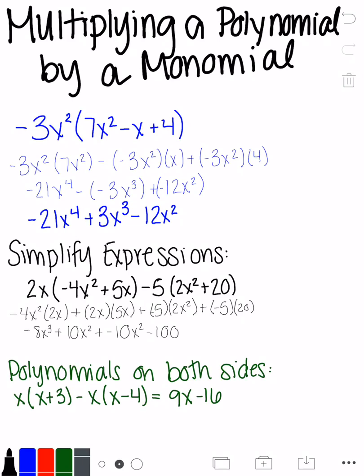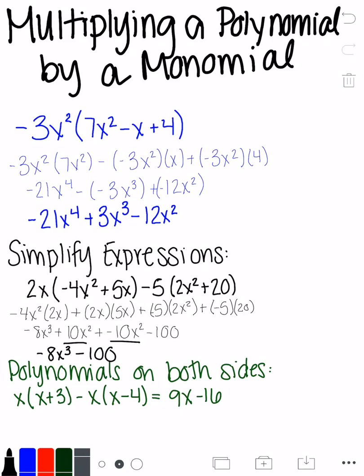So again, our answer, since we have to combine this and this, is going to leave us with negative 8x cubed minus 100. Because plus 10x squared minus 10x squared is just going to make that go away. So that's how we simplify expressions. So first we can multiply our polynomial by a monomial, and then we're going to combine the like terms to simplify our expression. Lastly, we're going to see what we do if we have a polynomial on both sides.